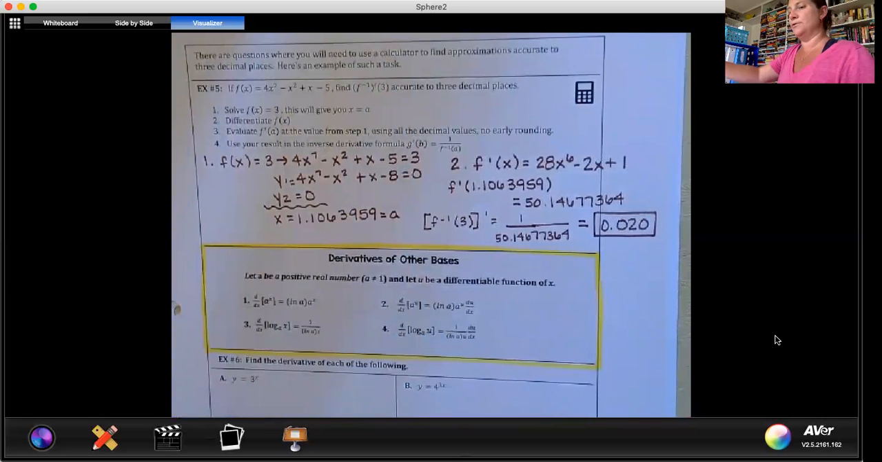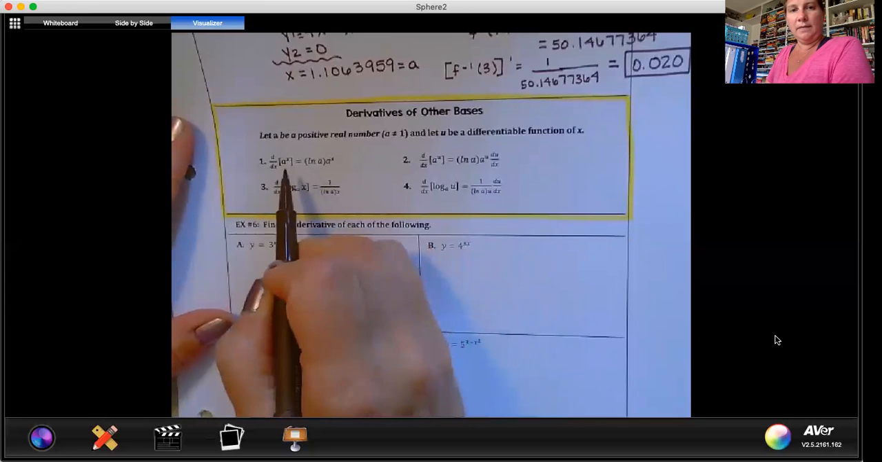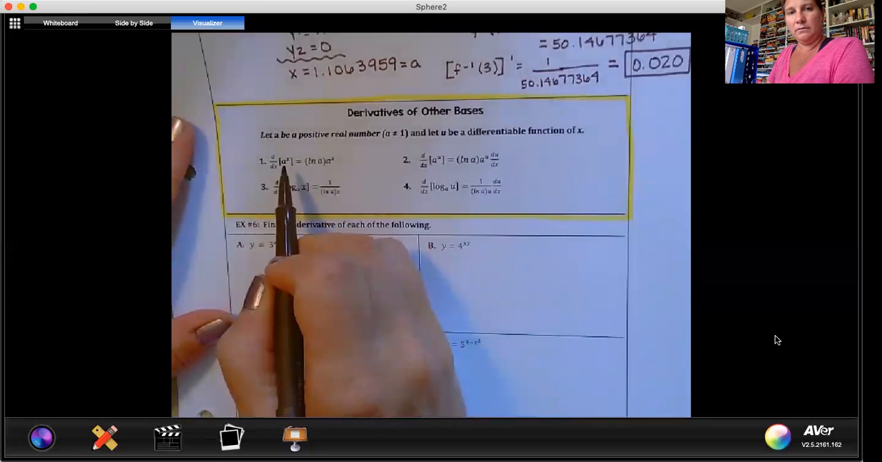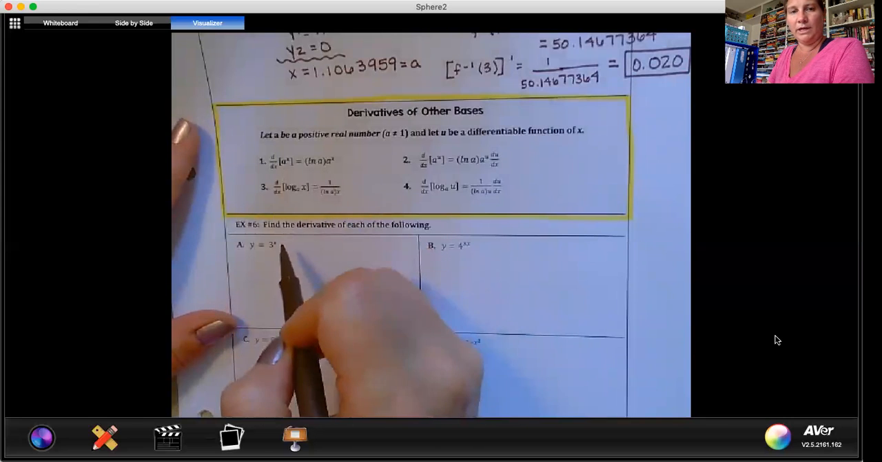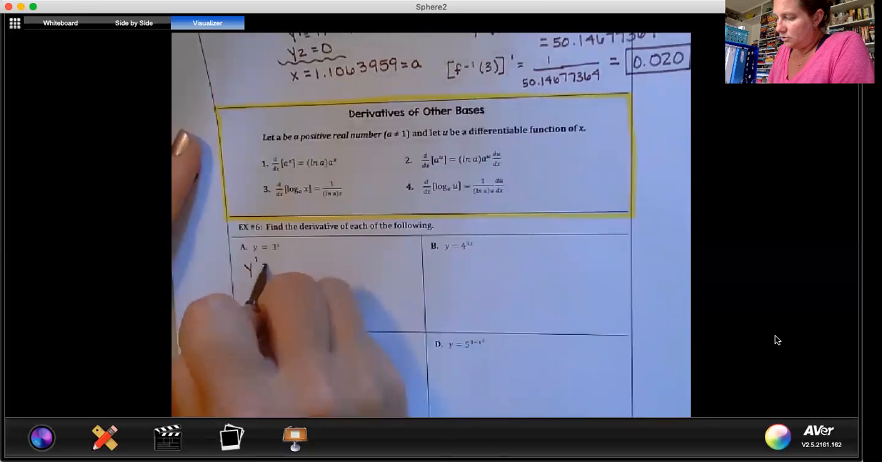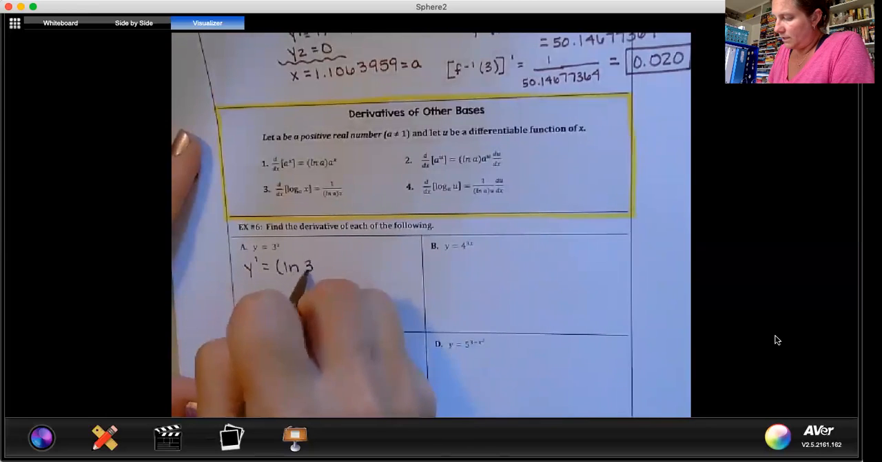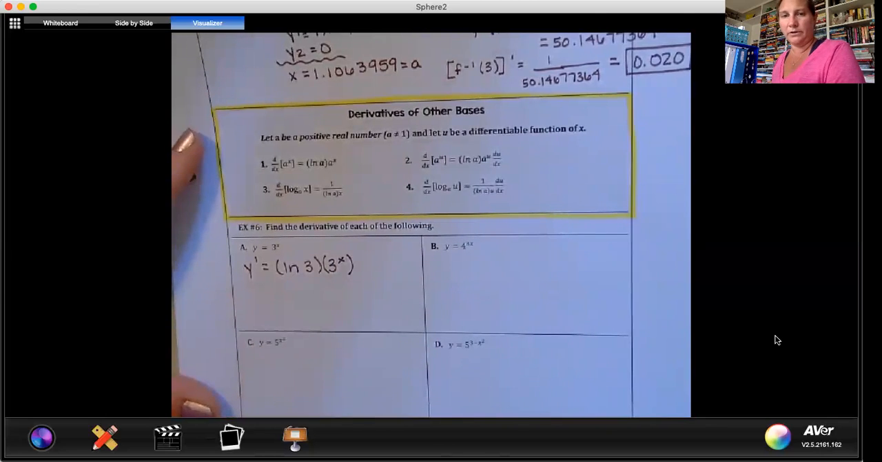Now we're going to go to derivatives of other bases. So you've had lots of experience with derivative formulas, and now here are additional ones. If your base is a number to the x power, the derivative is natural log of a times a to the x. So we're going to use that for part A. So y prime is just ln of 3 times 3 to the x power. That's it. You're done. There's nothing else to do there.